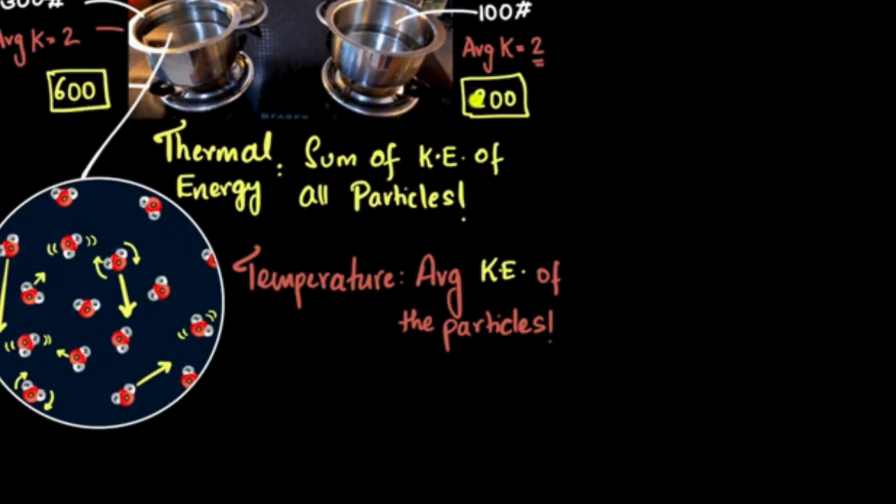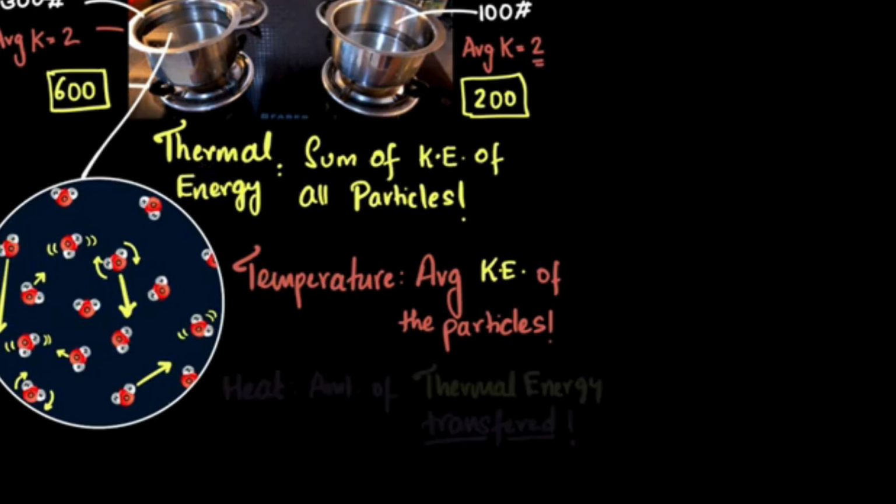Right in front of your eyes, you can see they have different thermal energy. This water has more thermal energy compared to this one, mainly because it has a lot more particles. But look, they have the same temperature. So you can see they're not the same thing. This now brings us to the third and the final piece, heat energy. What is heat energy? Isn't it the same as thermal energy?